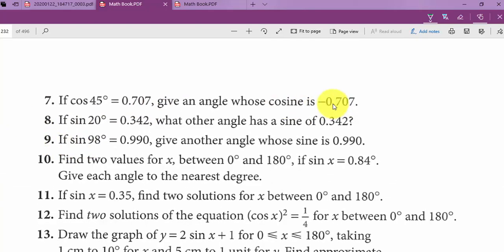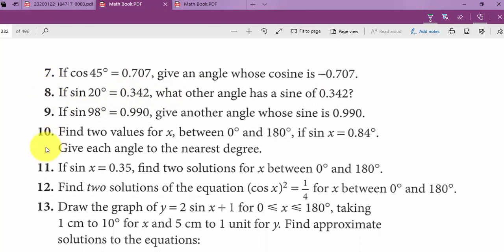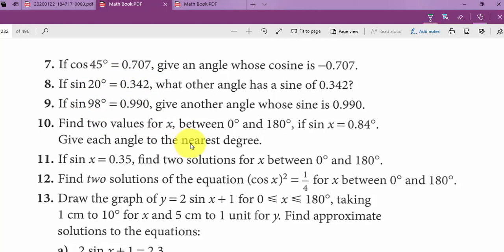Question 7 to 10 are your tasks. You can do it because we studied what you need to do these questions.